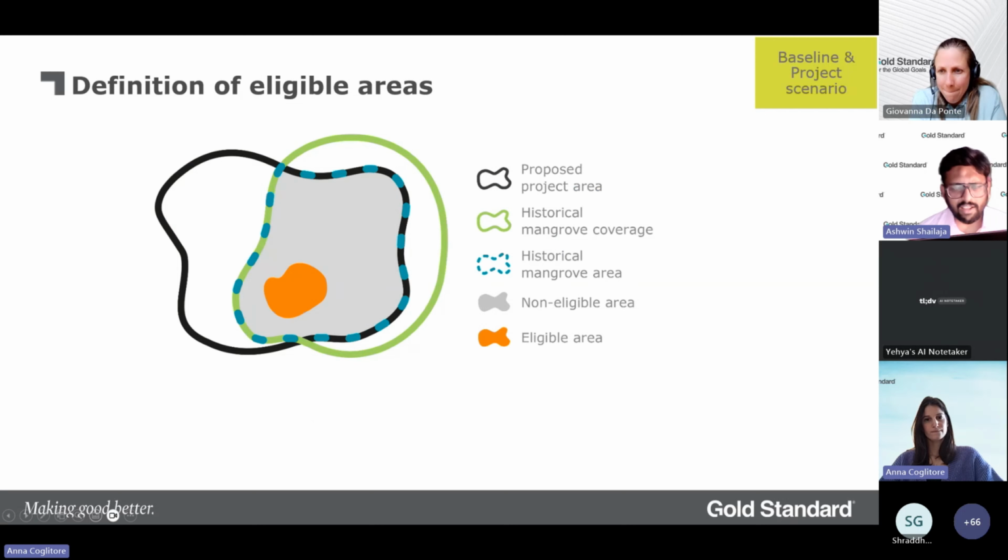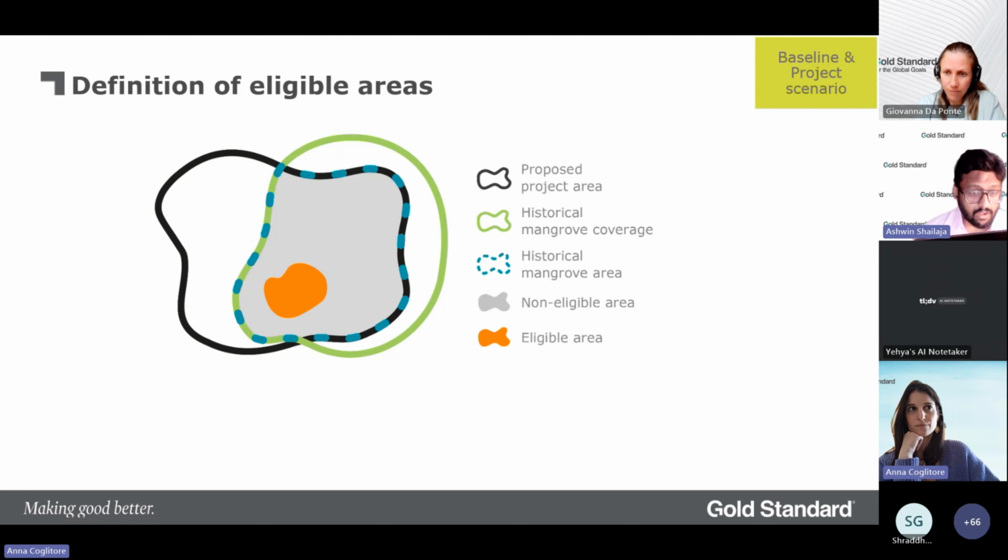Thanks. So this is again a representation of what a project area could look like. The PD, the project developer, is required to define what would be a proposed project area, and within the proposed project area, an assessment of historical mangrove coverage is to be conducted.